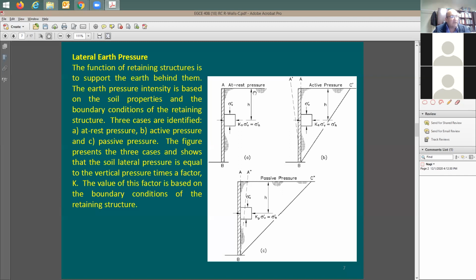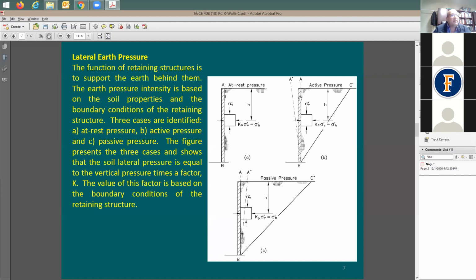Yes. Have you taken any soil mechanics courses? Yes, I took soil mechanics last semester. Okay, good. Do you remember how much this vertical pressure is? How do you get the vertical pressure of the soil? Not really. I don't really remember well. Okay, all right. This is fine.